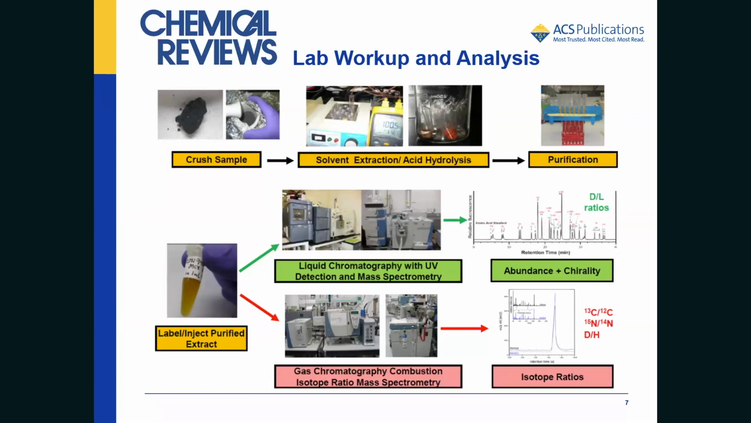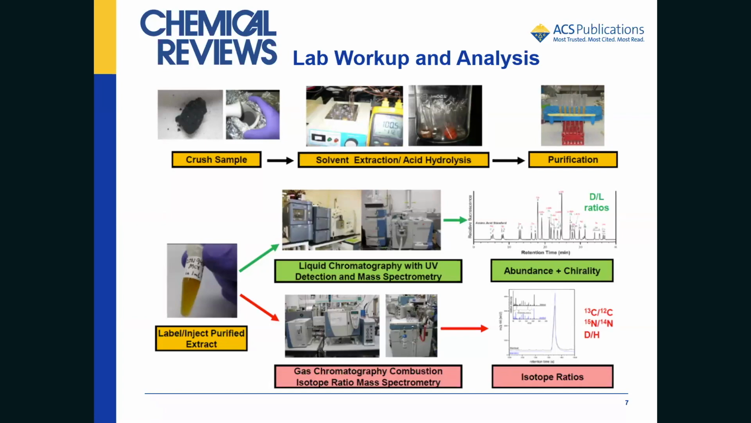Those extracts then get acid hydrolyzed to free up any bound amino acids or convert acid labile amino acid precursors into amino acids. And then we take those mixtures through a series of purification steps, such as desalting to remove salts and other metal ions that can interfere with our derivatization reactions. And then we get the purified extract and we label it. And I'll talk a little bit more about that chemistry.